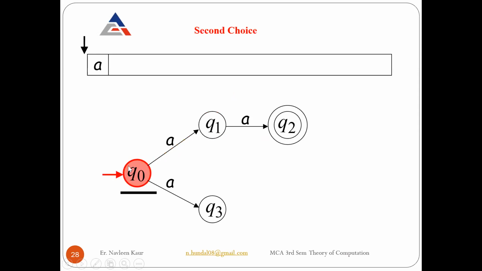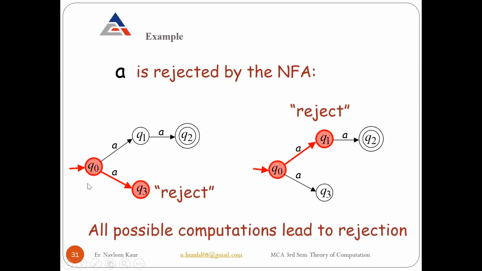In the other scenario, you are at Q naught and you follow this path. You use A and you reach Q3. Although your input is again consumed, you have still not reached the final state. It means it is also rejected. So this is explained together. So A is now rejected. How? If you follow this path, you are not able to reach the final state. So rejected. If you follow this path, again, you are not able to reach the final state. So all the possible computations lead to rejection.